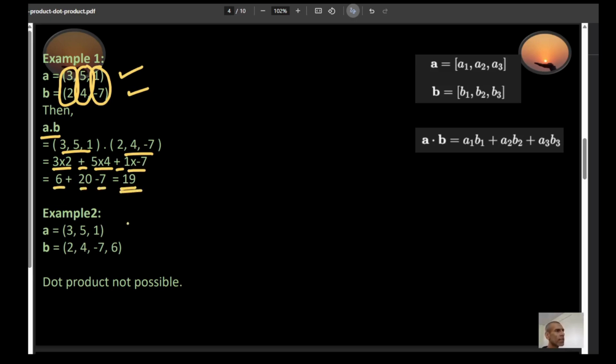Let's take a look at this example. Here you want to perform dot product between a and b. Well, in this case dot product is not possible. That's because the size is different. This one has 3 elements and this one has 1, 2, 3, 4 elements, and because of that your dot product is not possible.